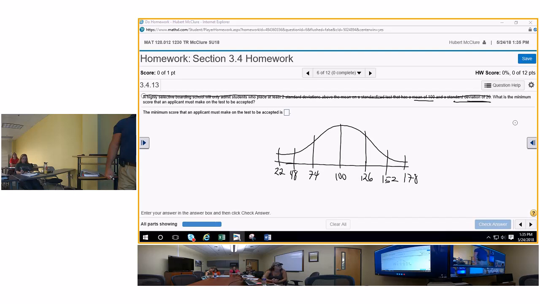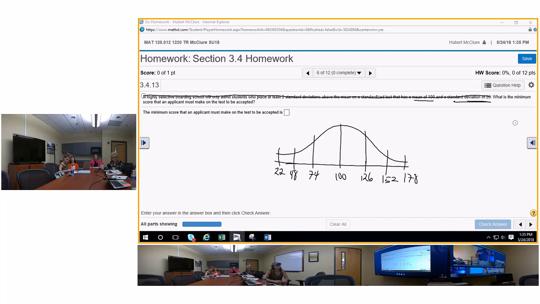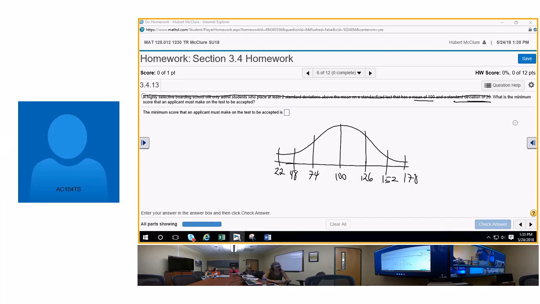So I got to read the first part. A highly selected boarding school will only admit students who place at least 2 standard deviations above the what? Mean. So 2 above the mean.